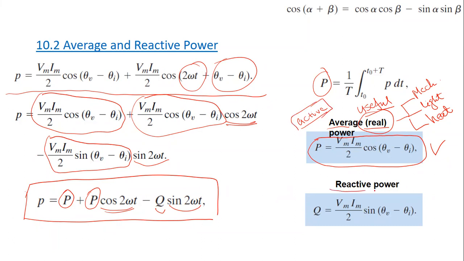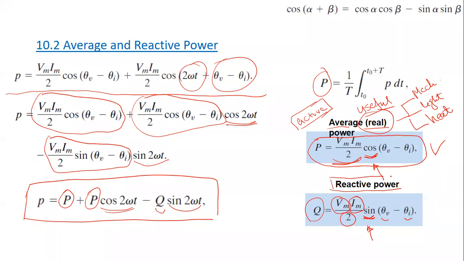On the other hand, we have reactive power, denoted as Q. The reactive power is also V maximum times I maximum over 2, the same as here, but multiplied by the sine of the difference of the angles, not the cosine. So the only difference between the active and the reactive power in terms of calculation is that we have a sine function here while we have a cosine function there, with the same phase angle of the voltage minus the phase angle of the current. This is the active power, and this is the reactive power.